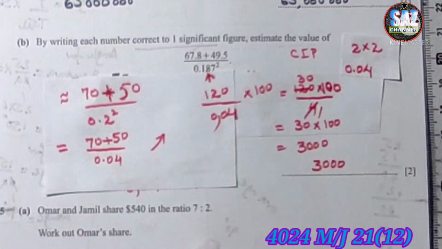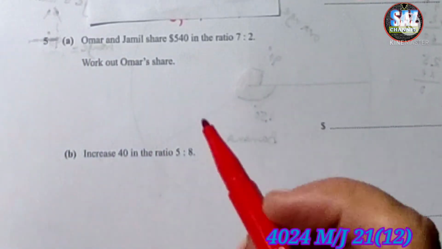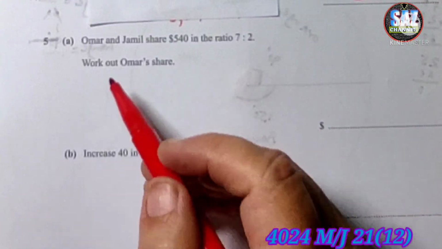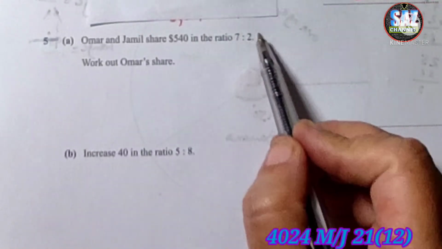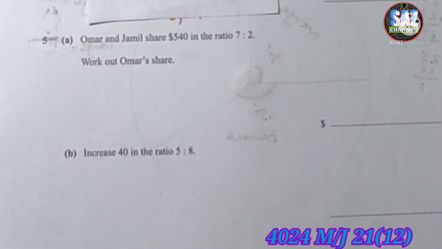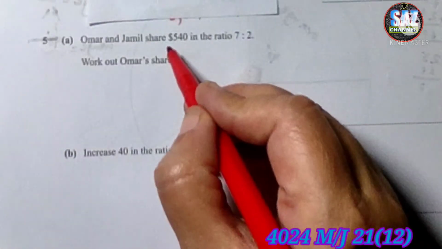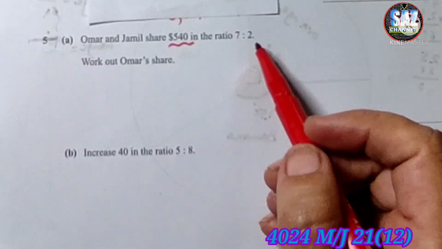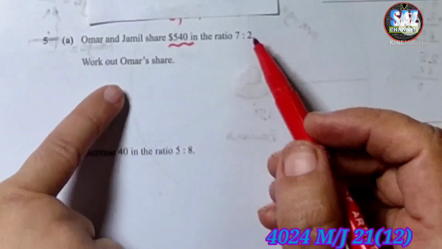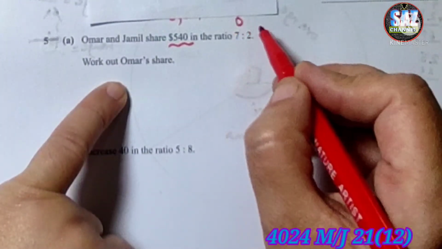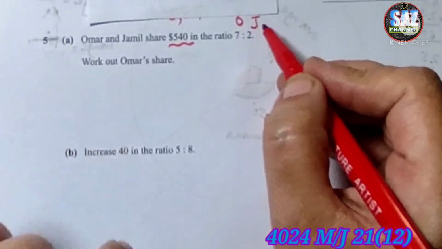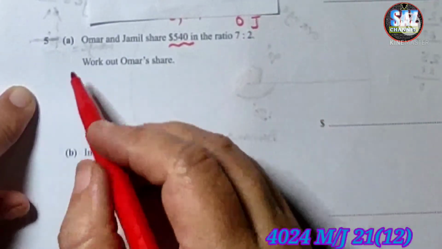Moving to the next question, and that is again a D1 question. Please give more focus to D1. You can see that in paper 1 there are many questions which come from D1. Question 5 says Umar and Jamil share $540 in the ratio 7:2. Work out Umar's share. Here, children, we are given the total amount and the ratio in which they are sharing the money, this is the share for Umar and this is for Jamil. Now we have to work out Umar's share.